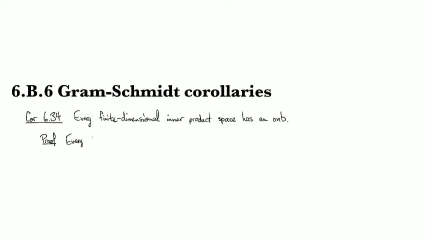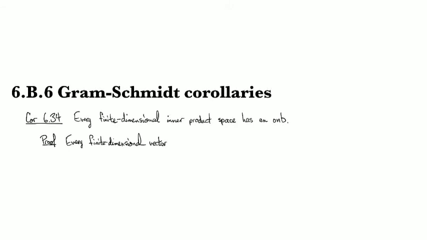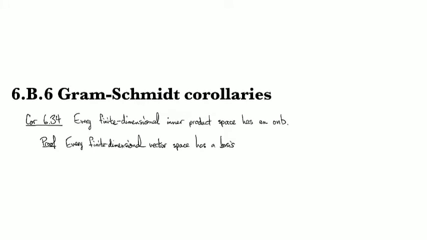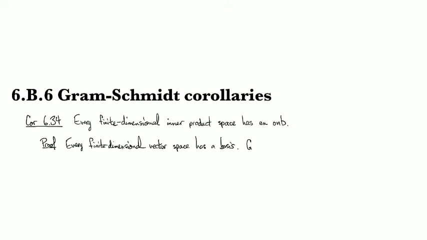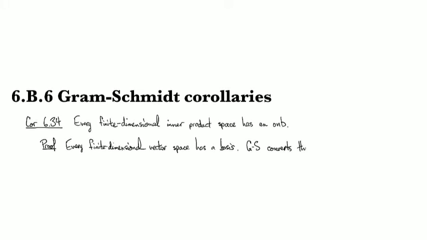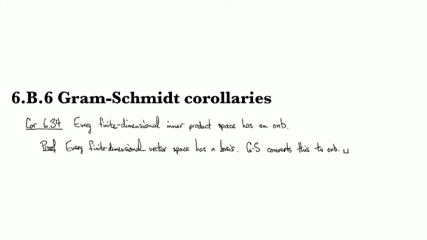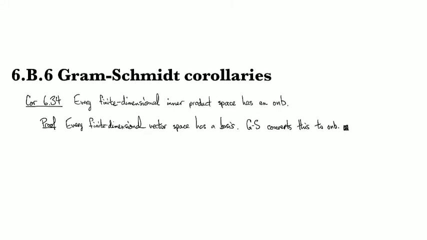So we know that every finite dimensional vector space has a basis. And that's more or less by our definition of finite dimensional vector space. And then the Gram Schmidt procedure converts this to an orthonormal basis. The end. So not much to that one.